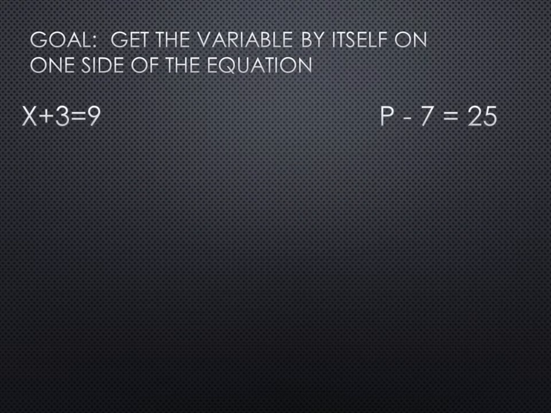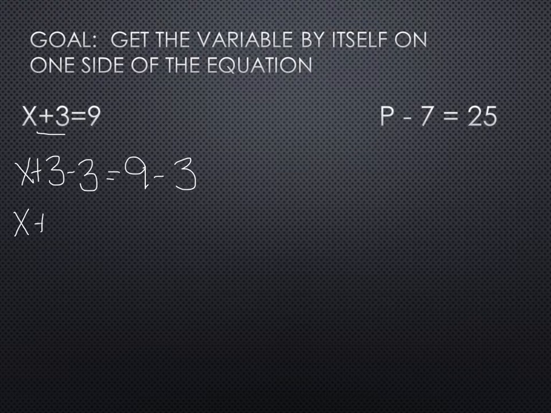Alright, so the goal is to get the variable by itself on one side of the equation, which means I need to cancel out whatever's with the variable. So in this case, I need to cancel out that plus 3. So I'm going to subtract 3, but I have to do it on both sides of the equation, or both sides of the equal sign. When I subtract 3, 3 minus 3 is equal to 0. 9 minus 3 is equal to 6. So this is the property of equality.